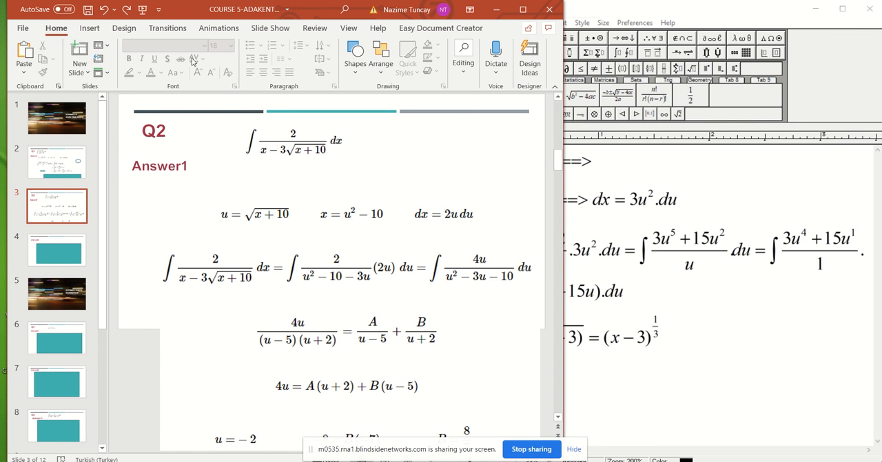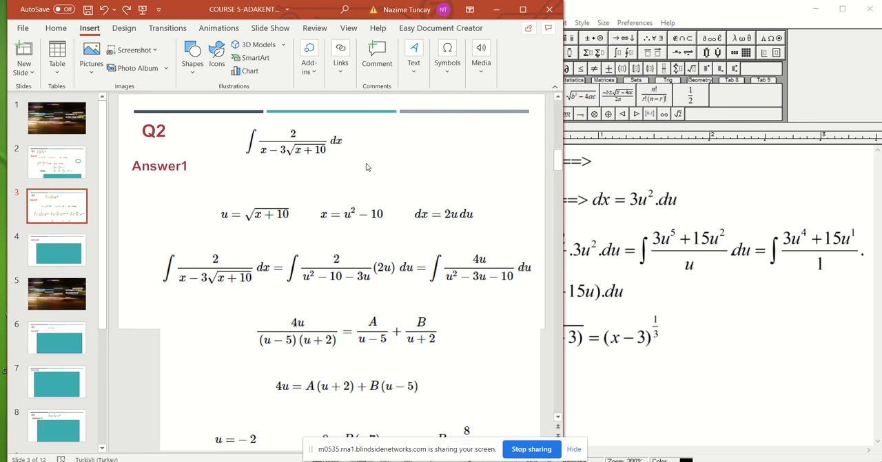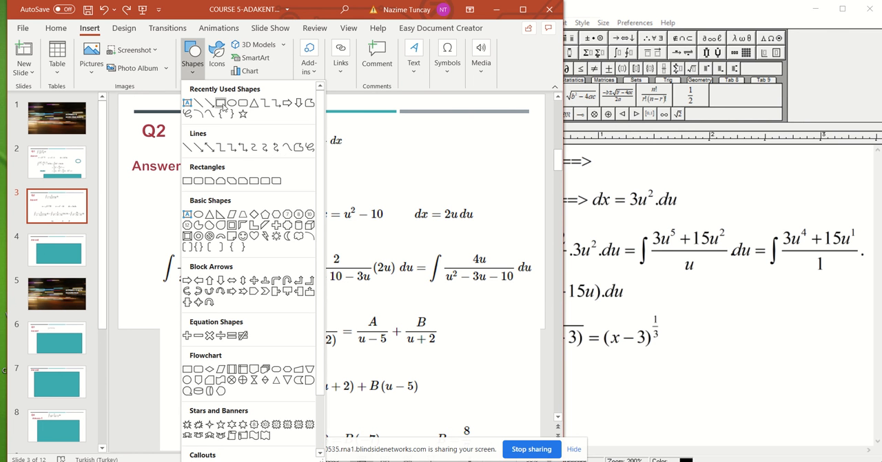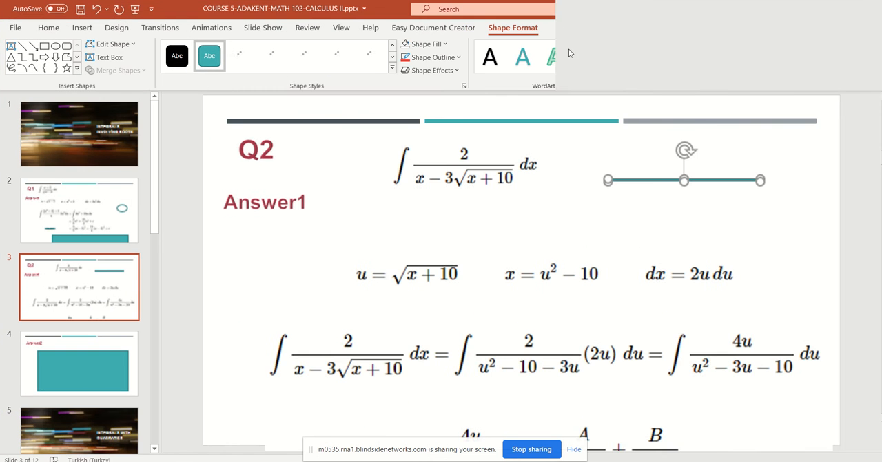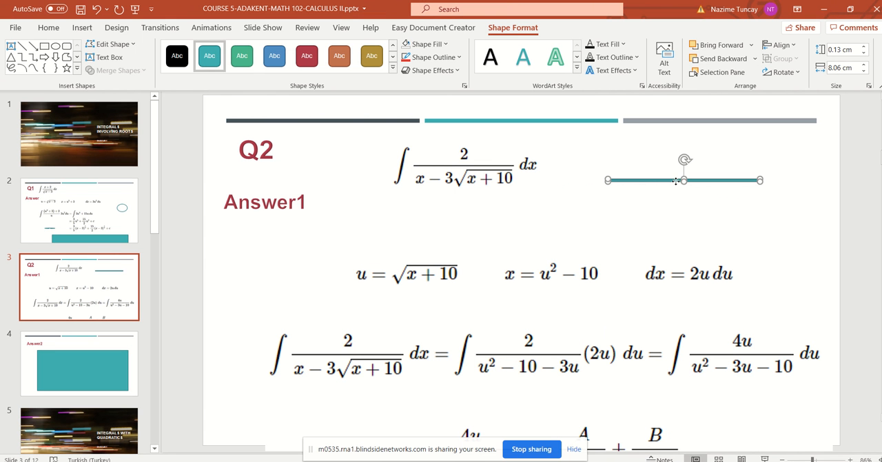I am going to insert some shapes. Shapes. This one. Okay. Yes, let us continue from here.